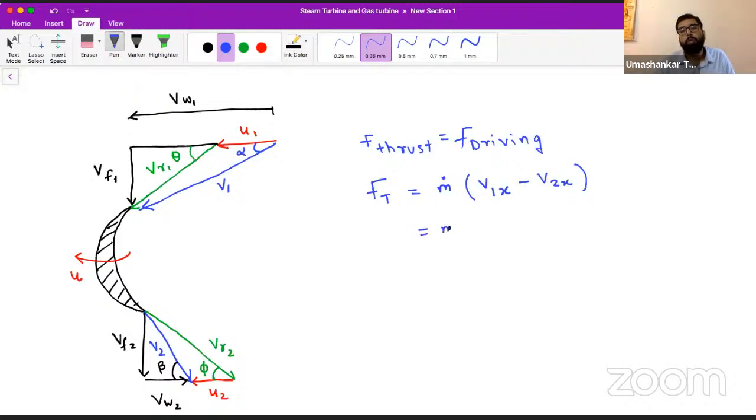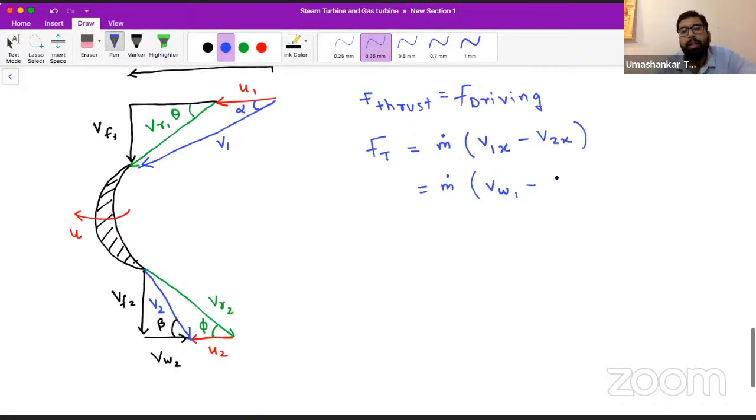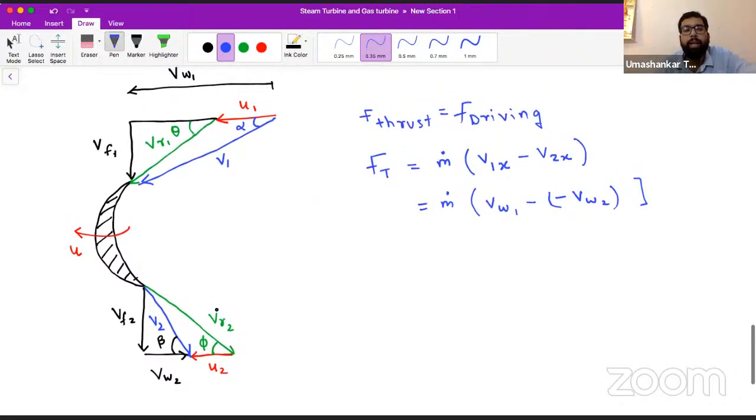So m dot, so what is the component of velocity in x direction at the entry? It is VW1, okay? And what is the component of V2 in x direction at the exit? It is VW2. But as you can see in the diagram we have made, the direction of VW2 is opposite to that of VW1. So I am taking another minus. So this is coming out to be VW1 plus VW2. Yes or no?